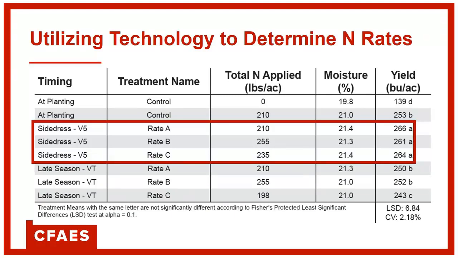Then when we came back late, we pulled those samples at V10. We didn't get back in that field until VT, and that had 84 pounds of nitrogen on it. So we probably started to starve that crop by the time we got in there at VT.